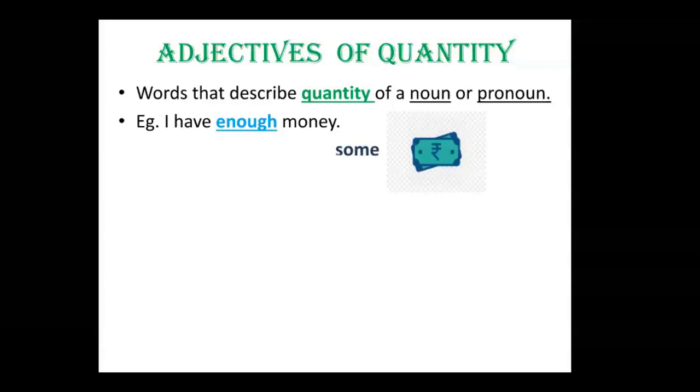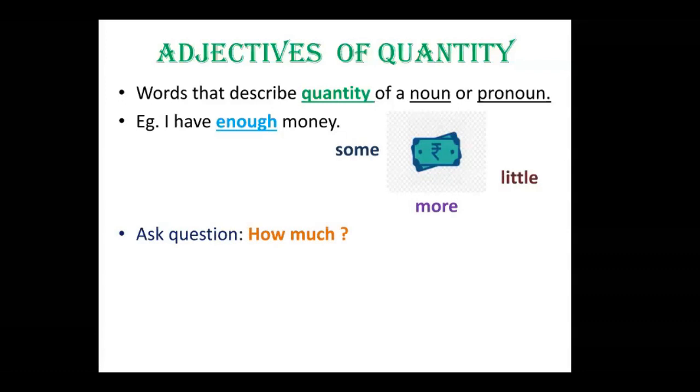We can also use the words, I have some money. I can also write, I have little money. We can also write, I have more money. So these words tell us about the quantity of money I am having. It generally asks the question, how much? How much money am I having? I am having enough money. I am having little money.